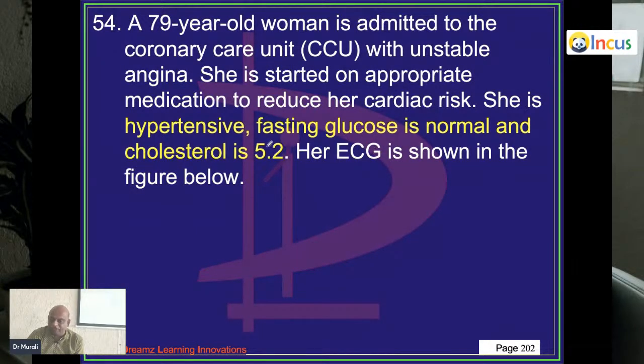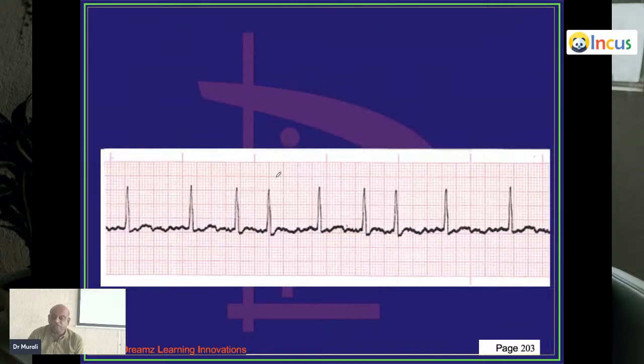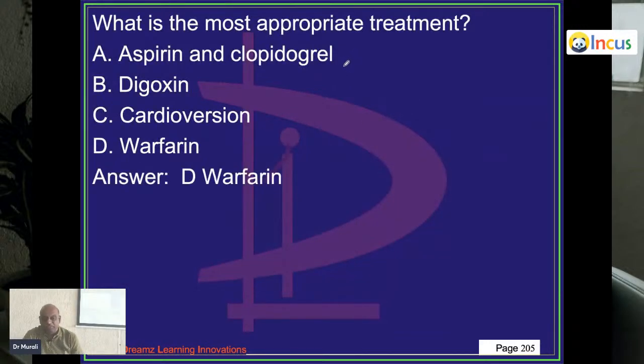A 79-year-old hypertensive, fasting glucose is normal, cholesterol is 5.2. Her ECG is being shown to you. So what do you see here? There are QRS complexes, but there is no P wave. Atrial fibrillation.